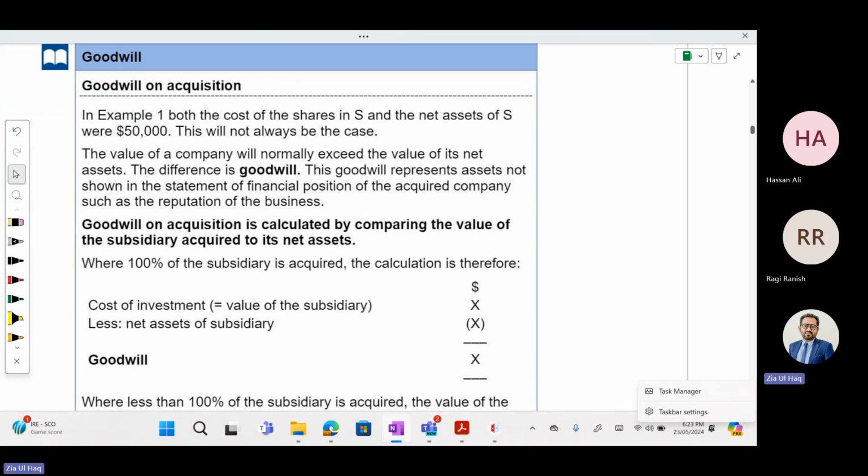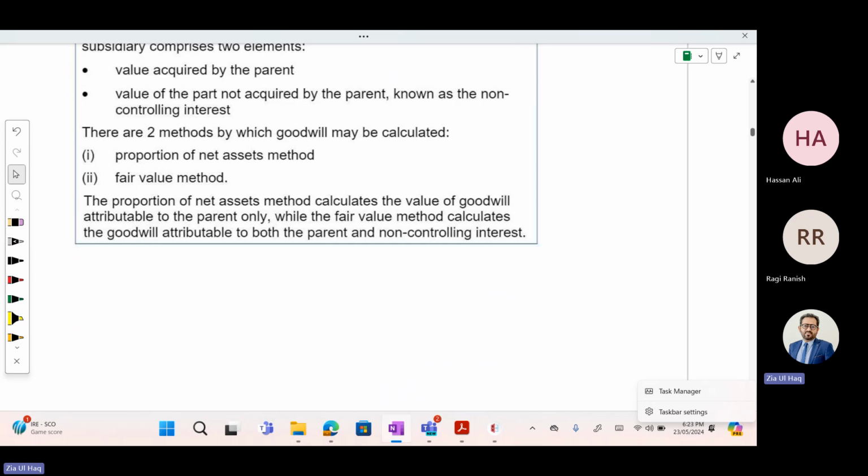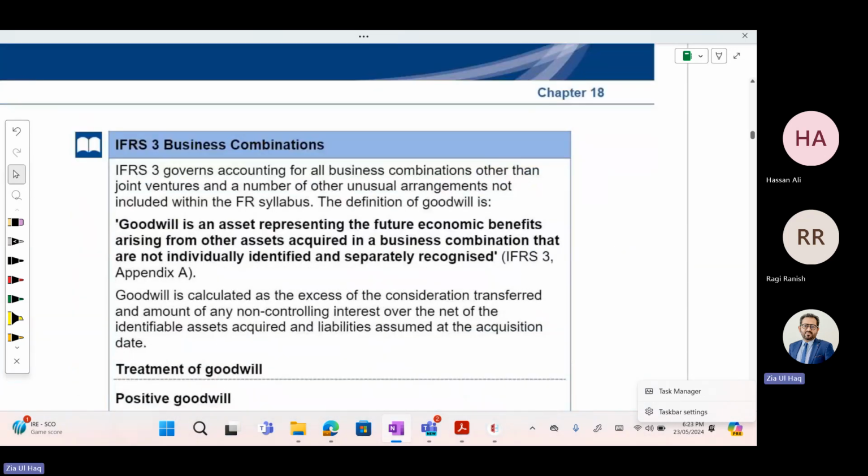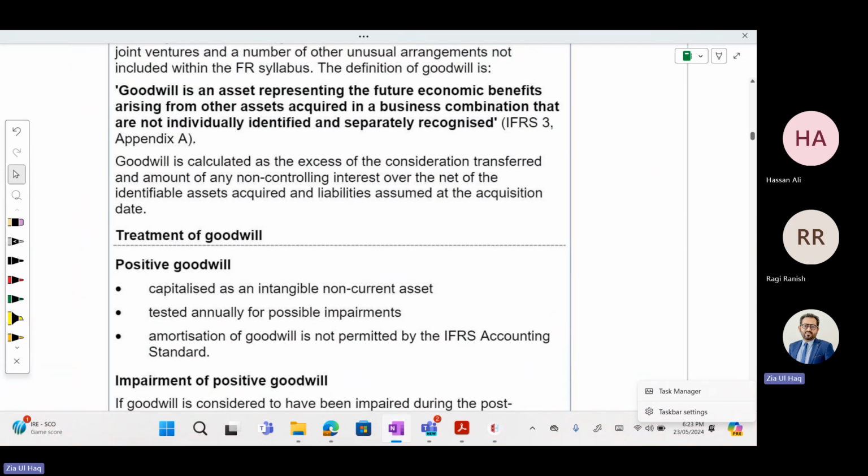So what is goodwill? How is it calculated? If it is negative, what do we need to do? If it is positive, capitalize it as an intangible non-current asset, tested annually for impairment. Amortization of goodwill is not permitted. Why? Because goodwill's life cannot be determined or estimated. That's why no amortization of goodwill is allowed, though goodwill is an intangible asset. Other intangibles we need to amortize over their useful life, but goodwill is not allowed for amortization.